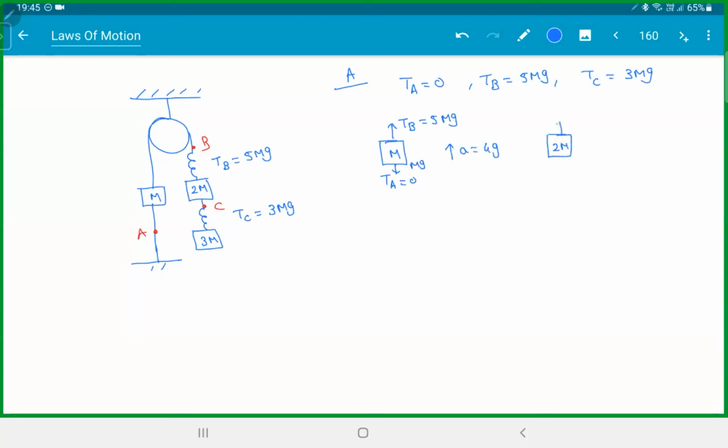For 2m, you have tension TB, you have your own weight 2 mg and TC. This is 0. And for 3m block also, it is 0. They don't care basically. The springs will remain same. If you cut it, the answer is 4g, 0, 0. Please check.